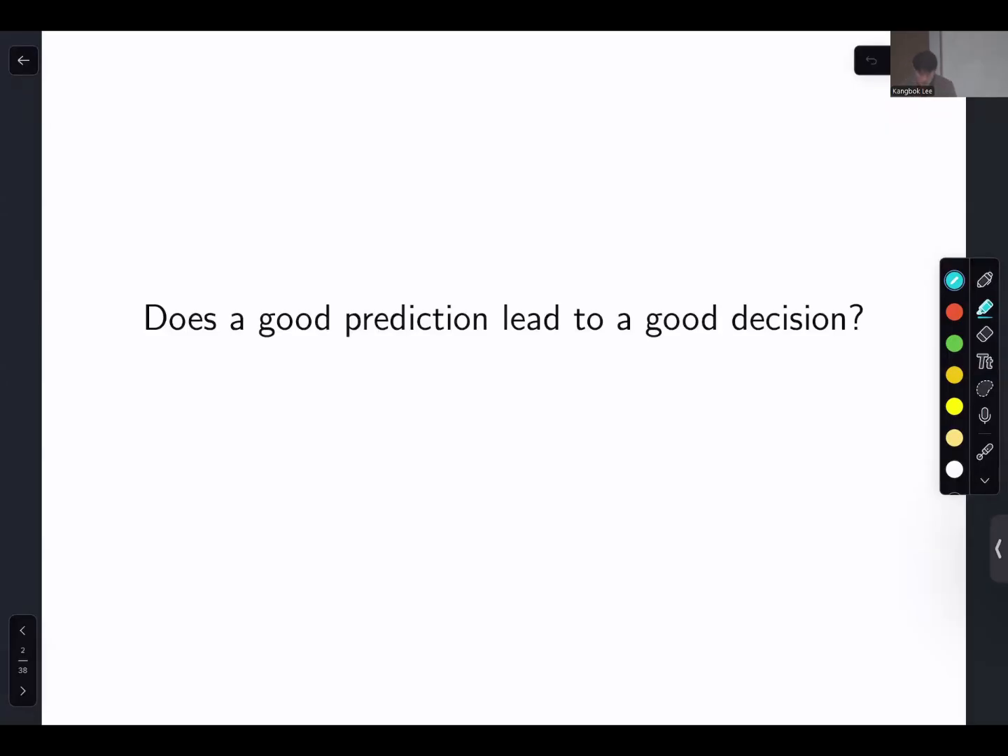Now, that's the overarching question that I like to ask, right? Does a good prediction lead to a good decision? Very important.